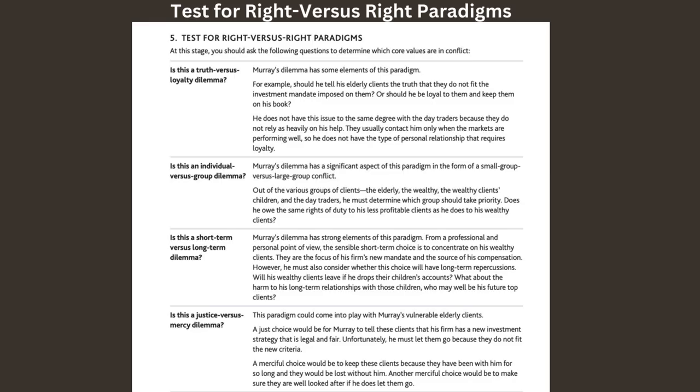So, test for right versus right paradigms. At this stage, you should be asking if the following questions determine which core values are in conflict. Is there a truth versus loyalty dilemma? Murray's dilemma has some elements of this paradigm. For example, should he tell his elderly clients the truth that they do not fit the investment mandate imposed on them? Or should he be loyal to them and keep them on his book?